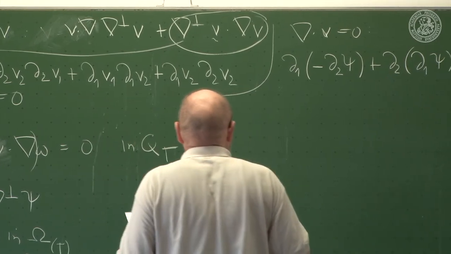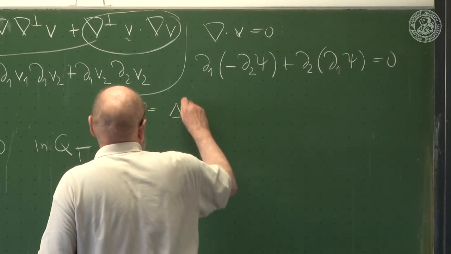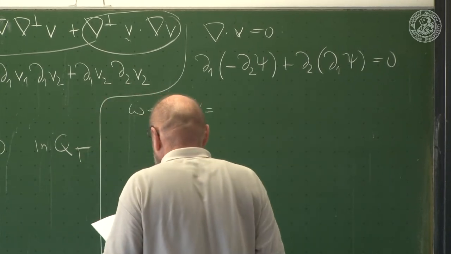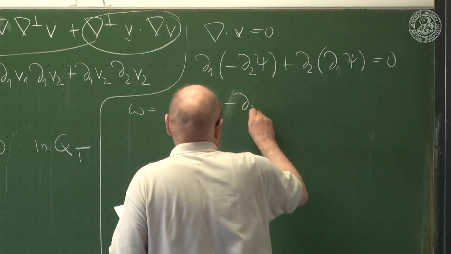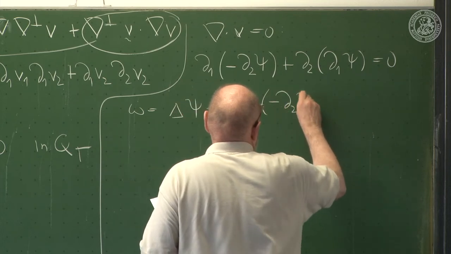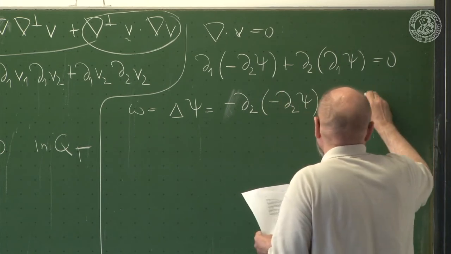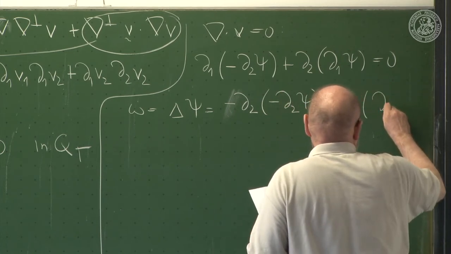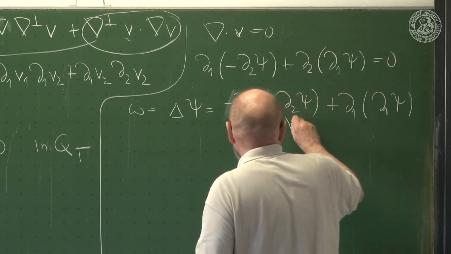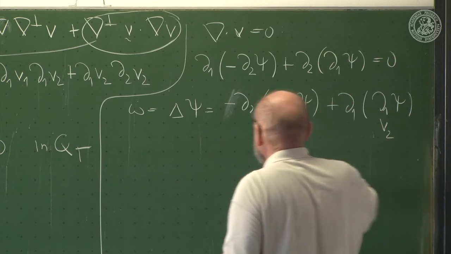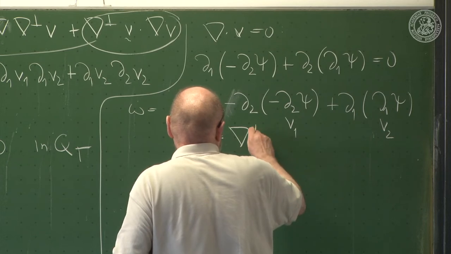So what do we know now? We know that omega is the Laplacian of psi. So if you write this out, that means we can write this as the second derivative of the second derivative of psi plus the first derivative of the first derivative of psi. This here is by definition our V1, and this is our V2. So this is just by definition the twisted gradient.